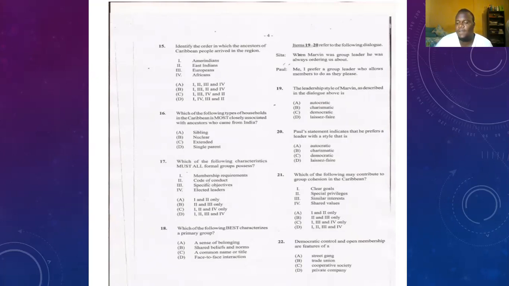17. Which of the following characteristics must all formal groups possess? 1, membership requirements. 2, code of conduct. 3, specific objectives. And 4, elected members. This one is pretty easy. All of the listed points are characteristics of formal groups. So they must possess all these characteristics. So the answer is D. 1, 2, 3, and 4.